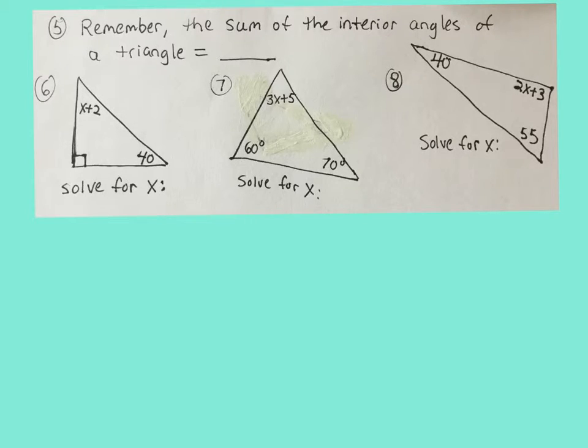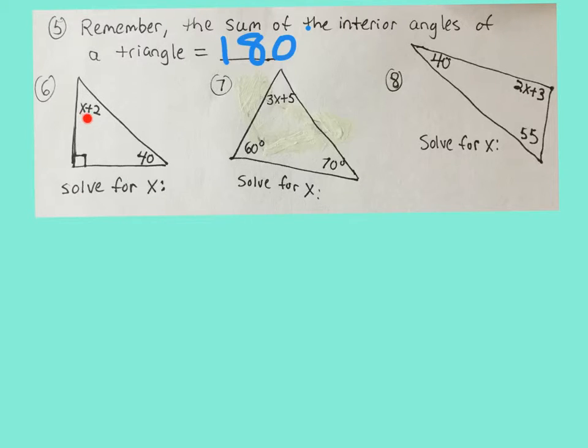So it says, remember the sum of the interior angles of a triangle equals how many degrees? So the interior angles are the inside angles, and there are 3 of them, and they always add up to 180 degrees. All right, question 6. So we need to look at this triangle and solve for x.